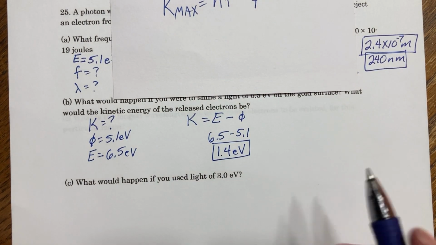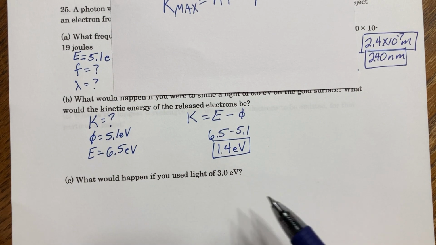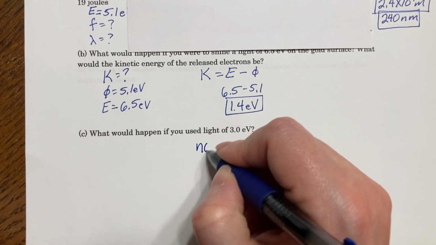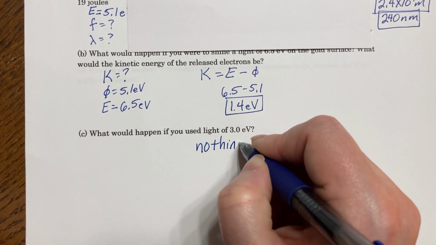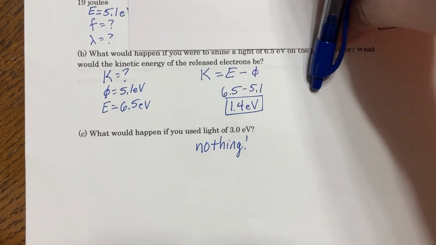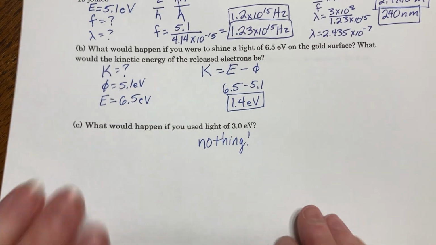Okay. So then it says, what would happen if you used a light of 3 electron volts? The answer is nothing. Nothing would happen because it's not enough energy to do anything. So you have to meet that minimum energy to make any electrons come off. You can shine that light as bright as you want, and if the photons of energy are not big enough, no electrons will be knocked off. So that's one way of looking at it.